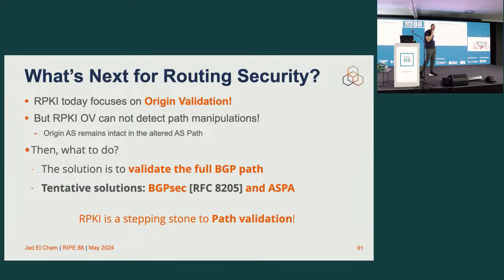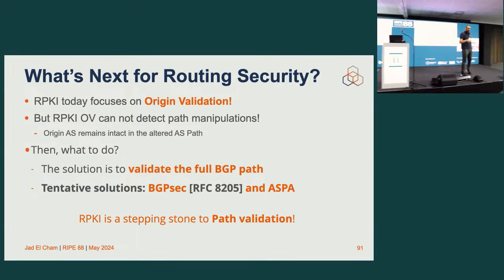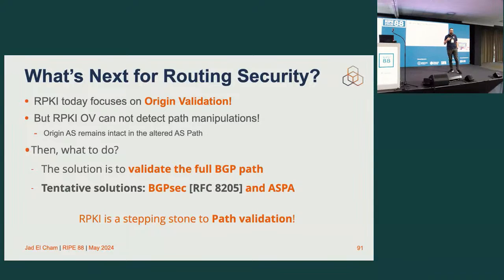Okay. So today, RPKI focuses on the origin validation. Now, what we need, the next step, is that we need to validate the full BGP path. So from me to Andre, there should be a way to validate every single step in the path, or the attributes as well, between me and Andre.